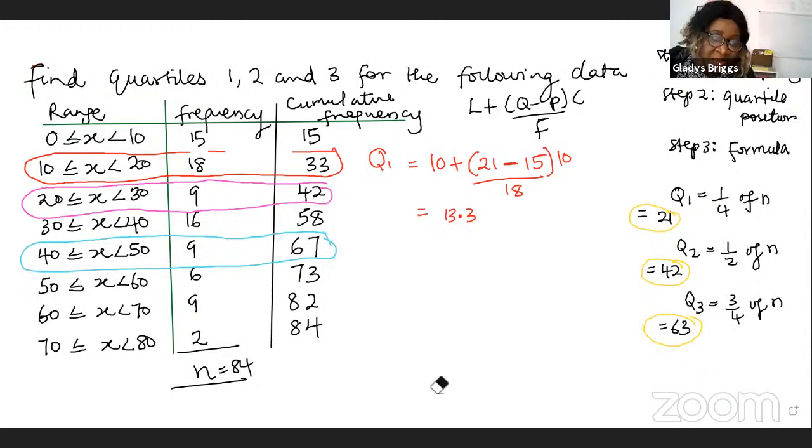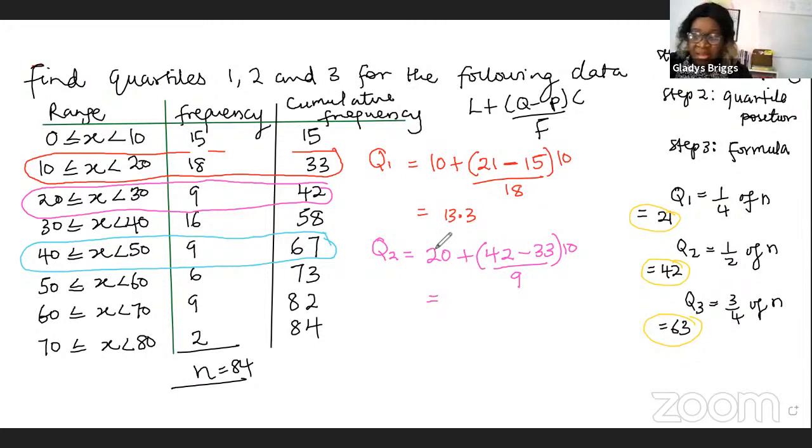So let's have a look at quartile 2 then. Quartile 2 is the one I used pink for. Q2 is equal to L, the lower limit of the quartile class, which is 20, plus Q, the quartile position, 42, minus P, the previous class cumulative frequency, 33, times 10 over F, the frequency, 9. You need to put that into your calculator and work it out. What's the answer, guys?